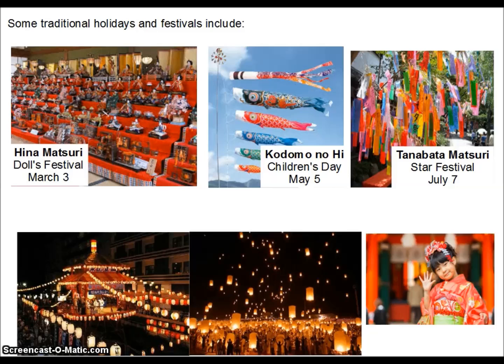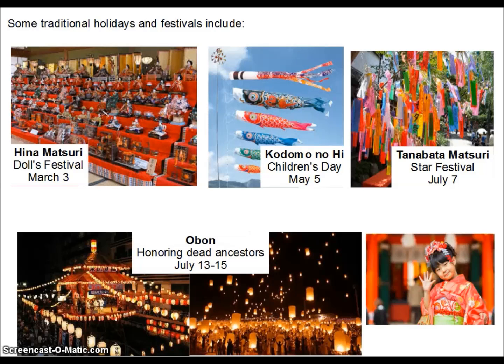And then one of my favorite Japanese holidays is the Tanabata Matsuri, which is the Star Festival that often occurs July 7th, but it can fall on other days as well. And what's really prominent about this festival is that people write their wishes on colorful pieces of paper and tie them to bamboo stalks.